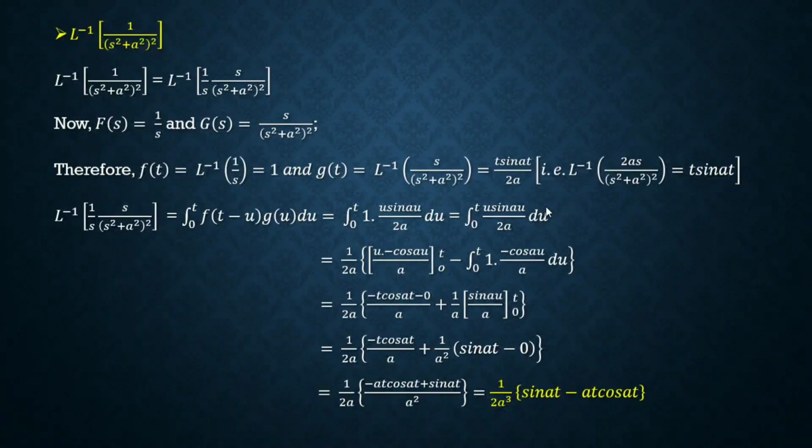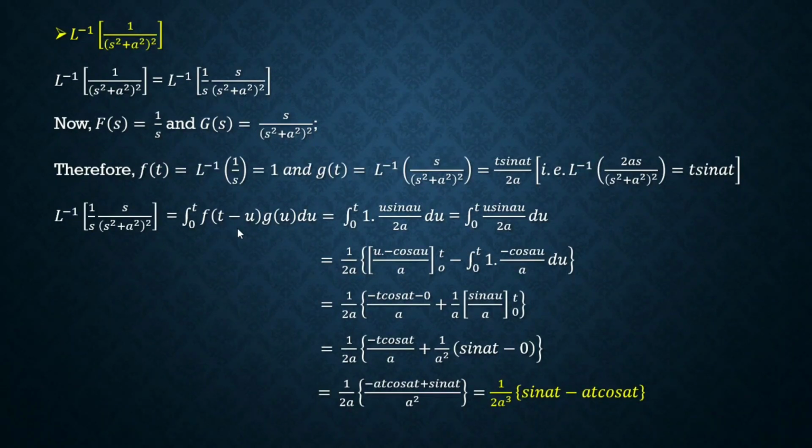If you have any doubt in this, please watch my video on differentiation of Laplace transforms. I have explained this in that video. So Laplace inverse of s by s square plus a square the whole square will be equal to t sin at by 2a. Now Laplace inverse of 1 by s into s by s square plus a square the whole square is equal to integral 0 to t f of t minus u g of u du.